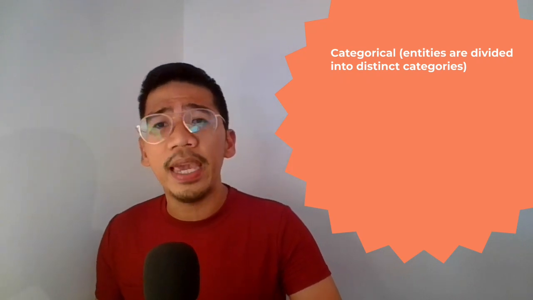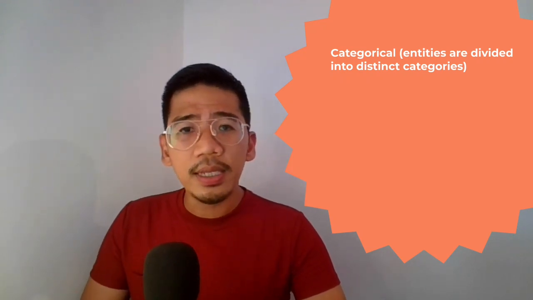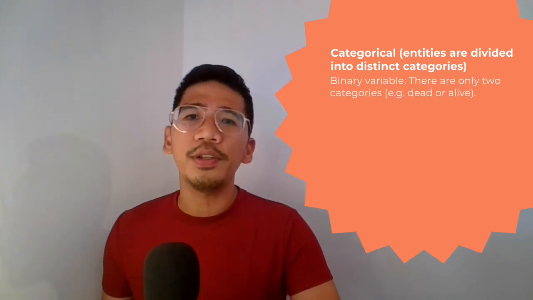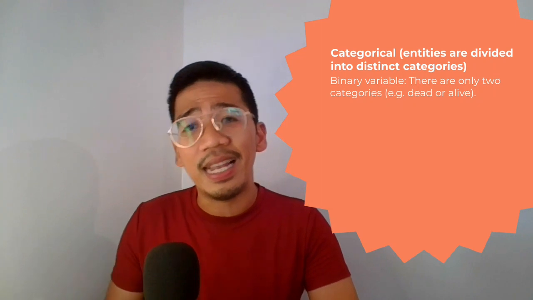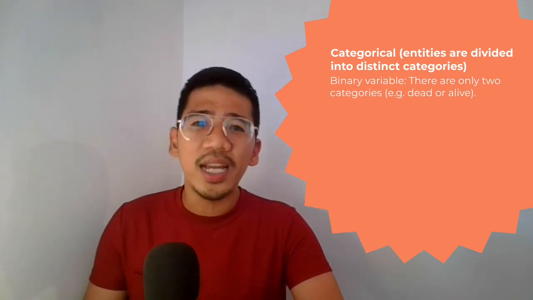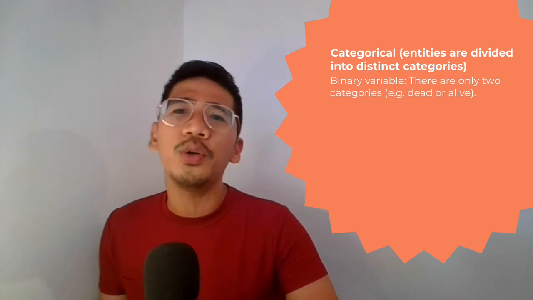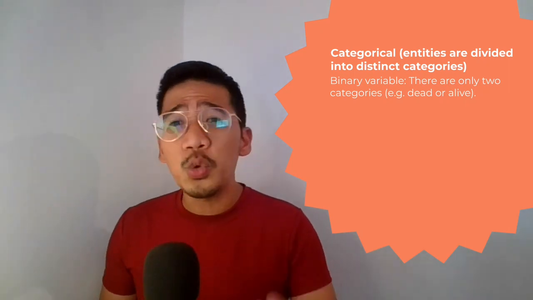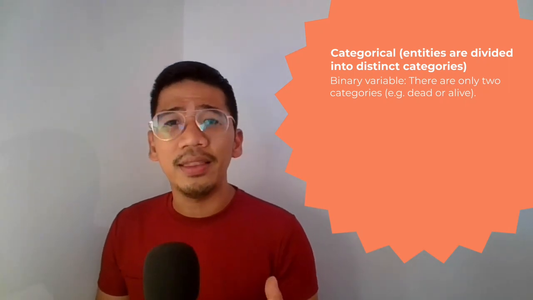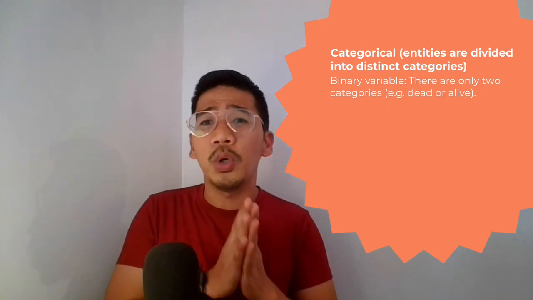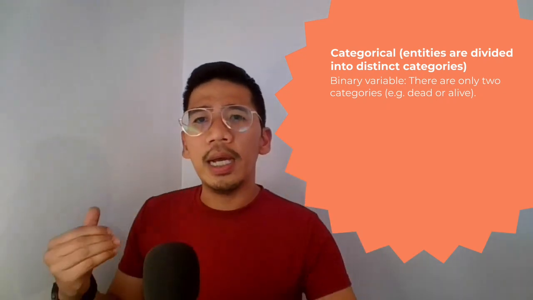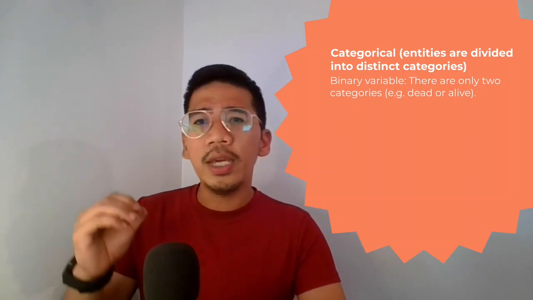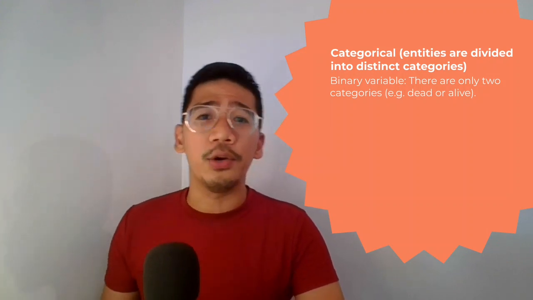For example, male or female exist. This is known as a binary variable. Other examples of binary variables are being alive or dead, pregnant or not, and responding yes or no to a question. In all cases, there are just two categories, and an entity can only be placed in one of the two categories.